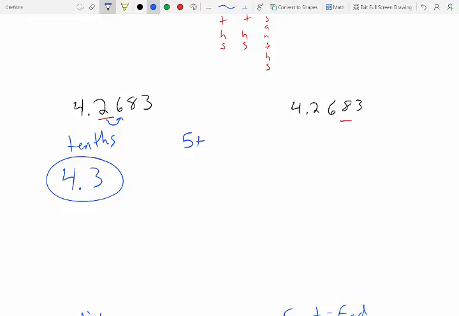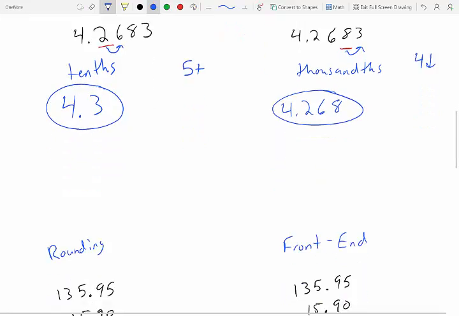Okay, so if we look over at the next one, we have 4.2683. We have to round to the thousandths place. So I'm in the thousandths place. I need to round there. So I look at the 8 and I look next to it. It's a 3. It is 4 or lower. So I say 4.268. If it's 4 or lower, I leave it as an 8. And there's my answer. Quick and simple.